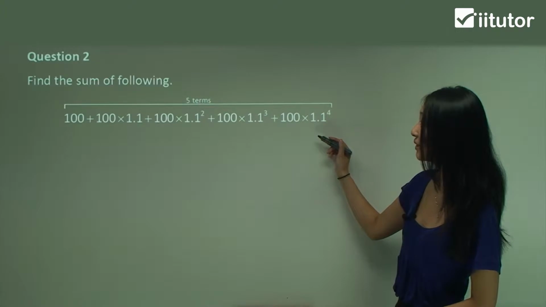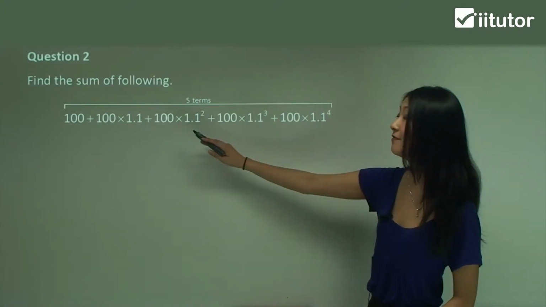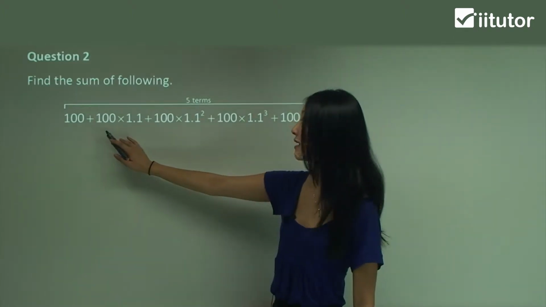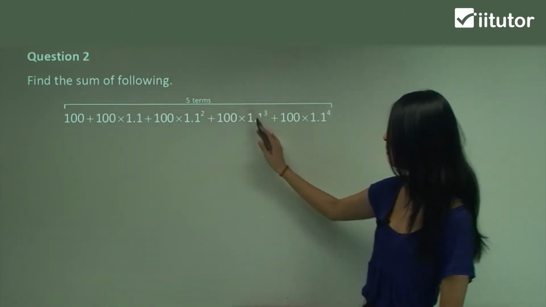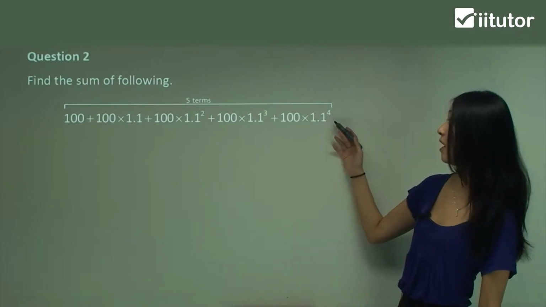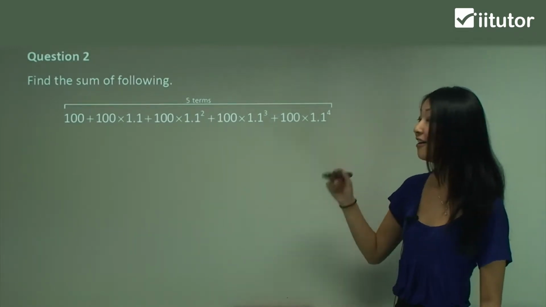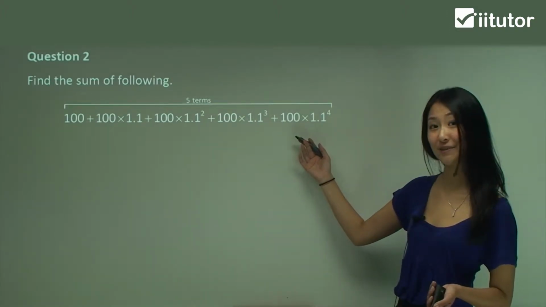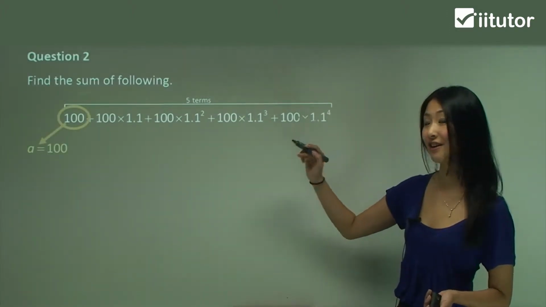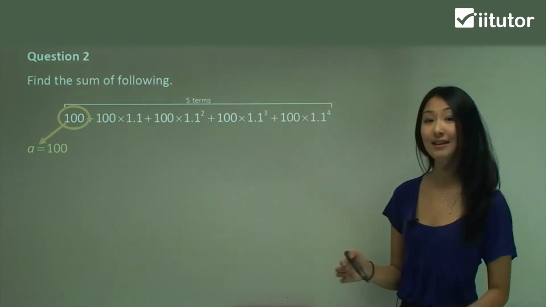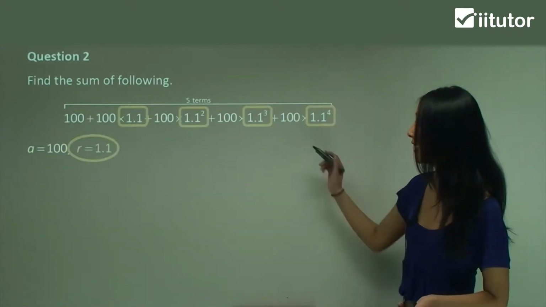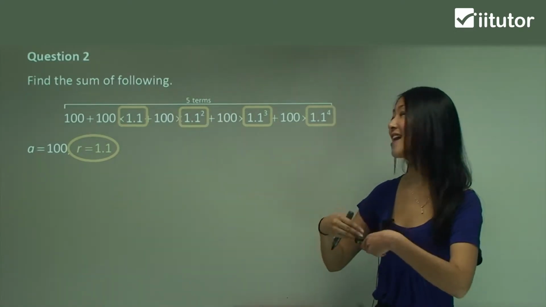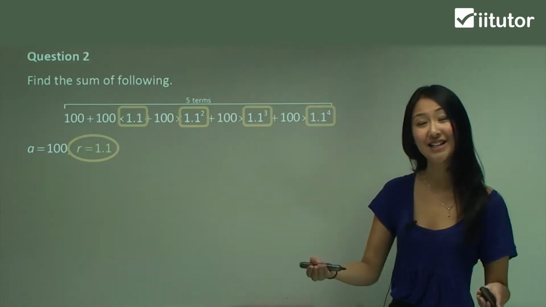So in question 2, we want to find the sum of this series here. So we have 100 plus 100 times 1.1, and so on until 100 times 1.1 to the power of 4. Now, the first term is going to be slightly different, isn't it? So what do you think the first term is going to be? Good, the first term is 100 in this one. Now what about the ratio? That's right, the ratio you can see is 1.1, 1.1 squared, so it's being multiplied by 1.1 each time.